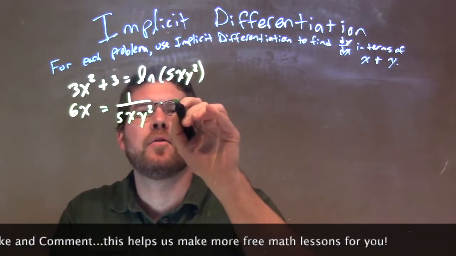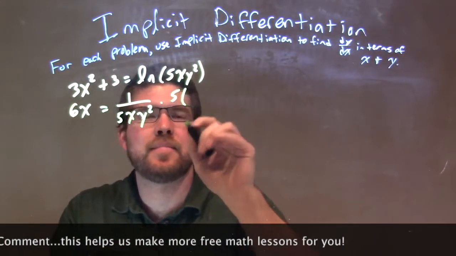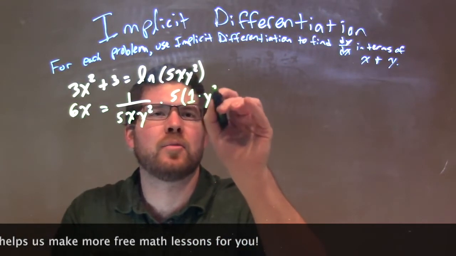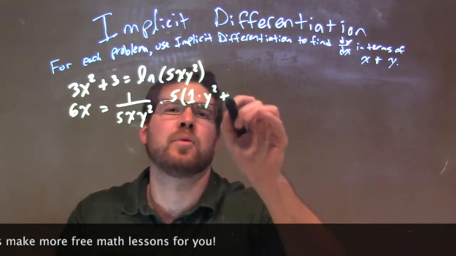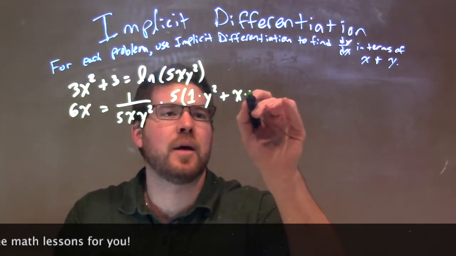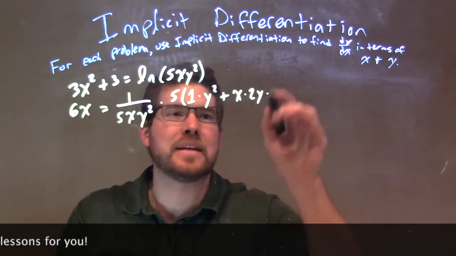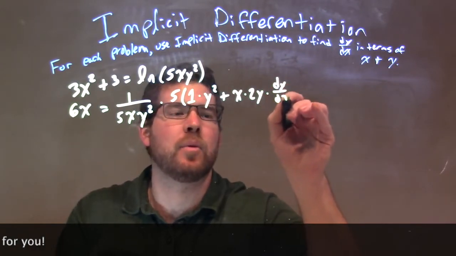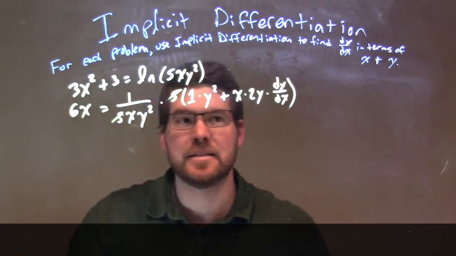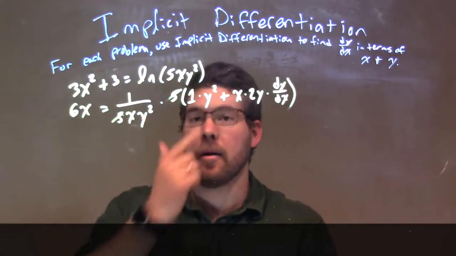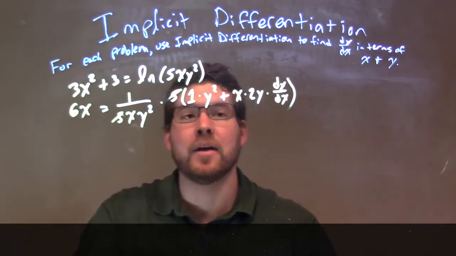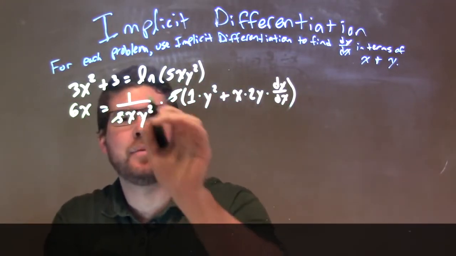Now, for the derivative of the parentheses, we have the 5 on the outside. We'll keep that coefficient. Derivative of x is just 1 times y squared plus, now the product rule, we have x times 2y times dy/dx. And that's what we want to get by itself. Now, the 5's can cancel here. Pretty easy to see that. So what I'm going to do now is multiply both sides by xy squared. By doing that, it eliminates this.